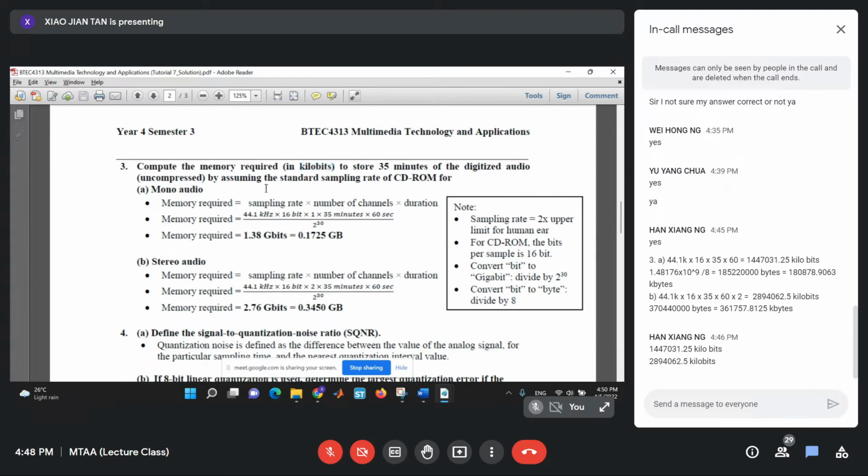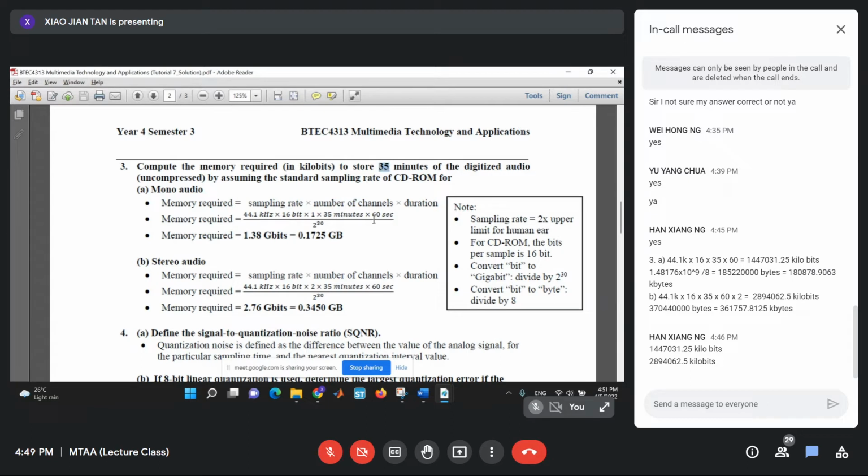So for the memory required, this is the very common equation to calculate memory: sampling rate, number of channels, and duration. Of course, from time to time, for different types of calculations, you might have different items inside this calculation, but the equation would be more or less the same. Sometimes, if you are calculating mono or stereo audio, you might include the channel factor. If not, for example to play a video with a number of frames, it is actually more or less the same equation.